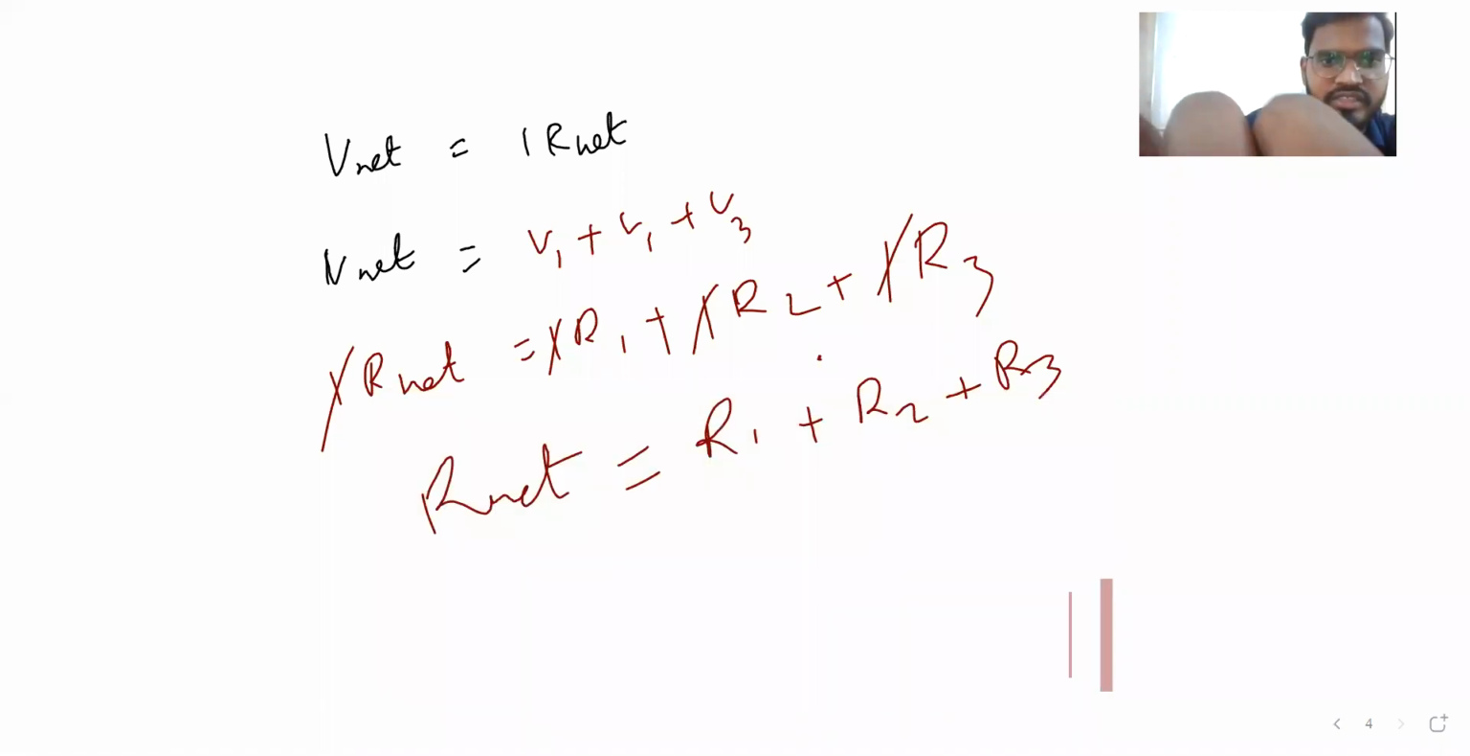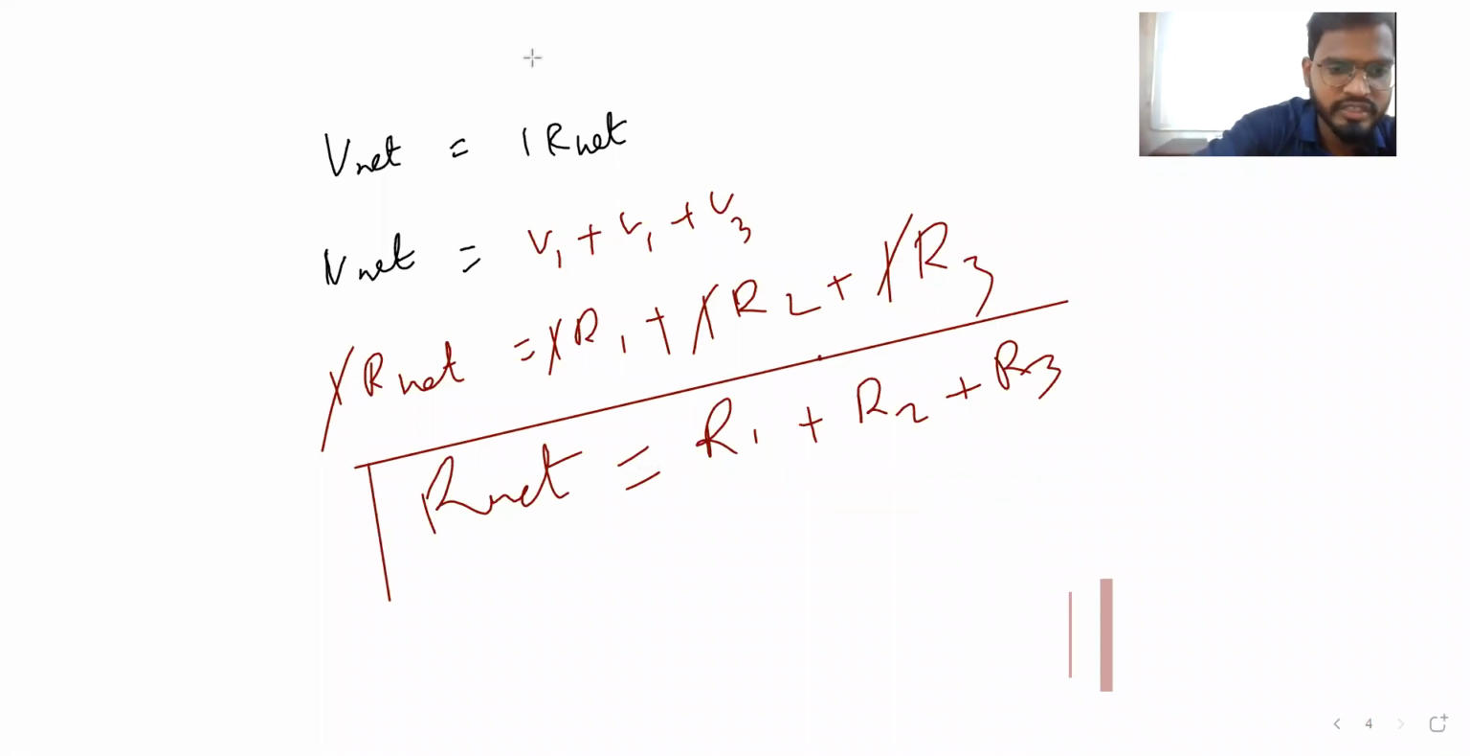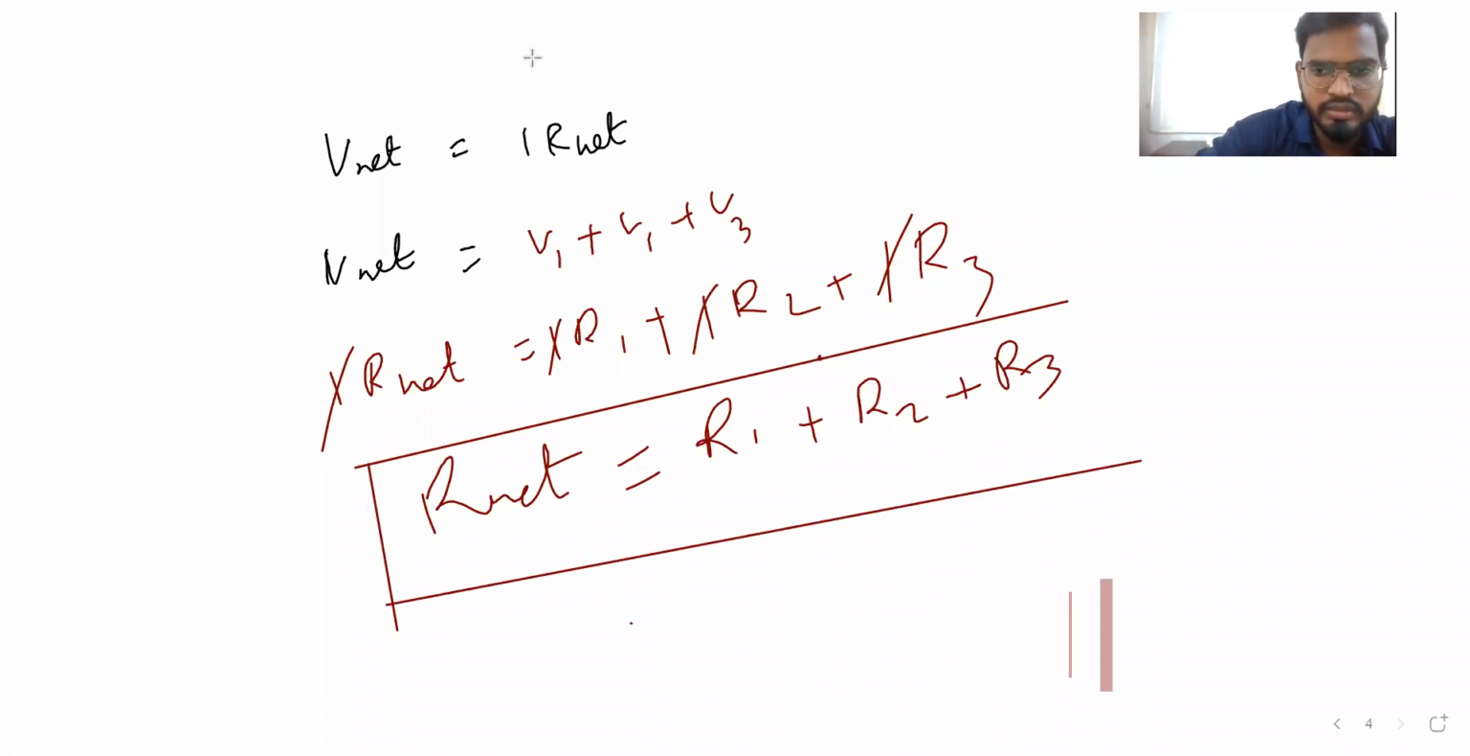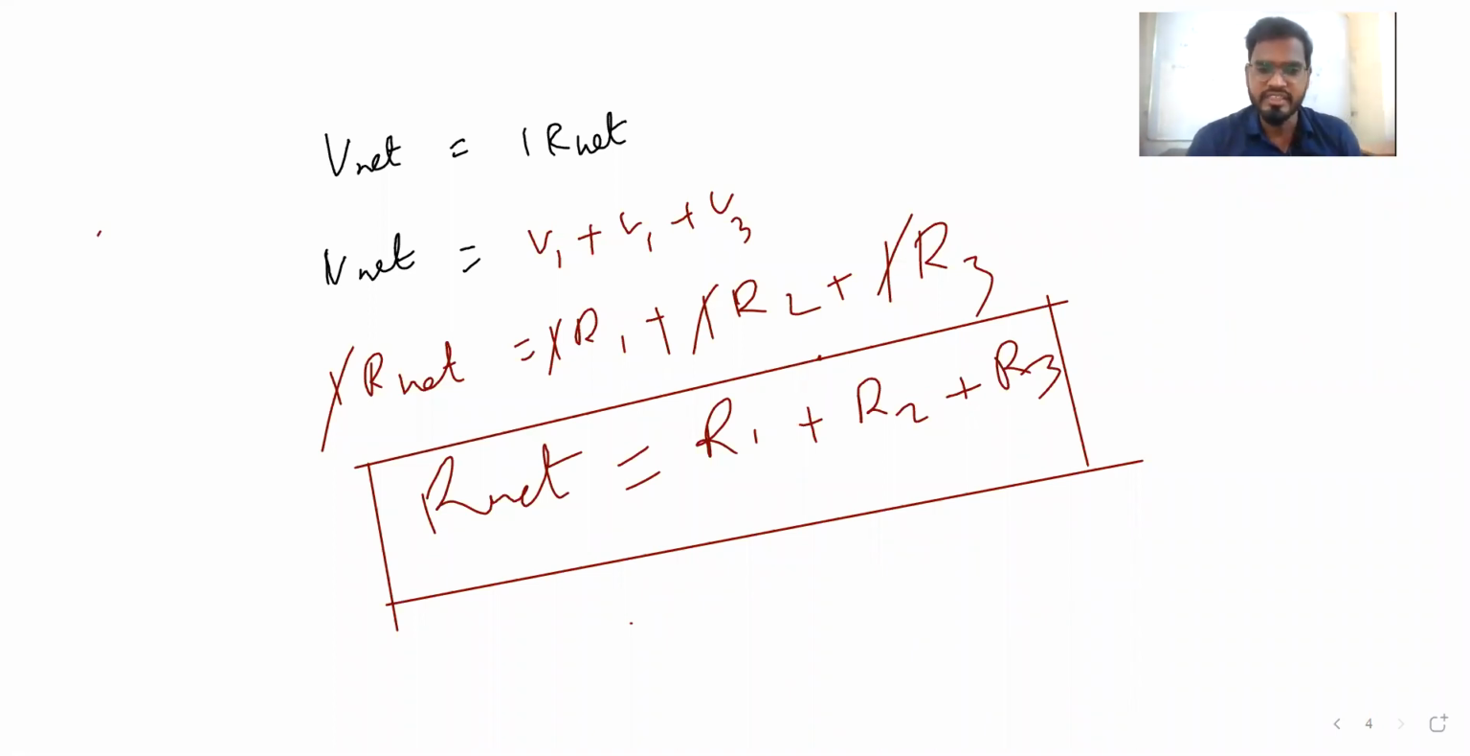Combination of what? A resistor. Yes. So net resistance, total resistance in series is what? R1 plus R2 plus what?